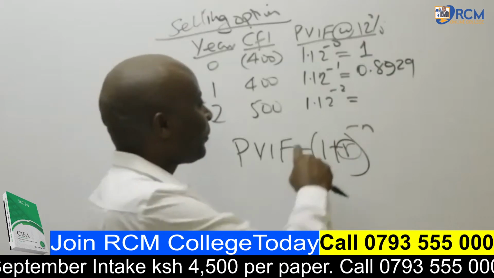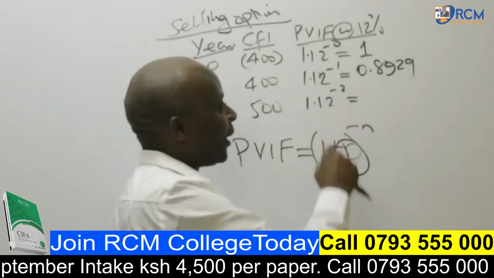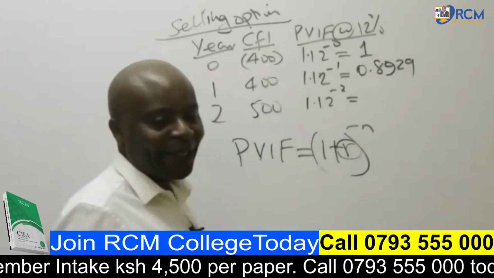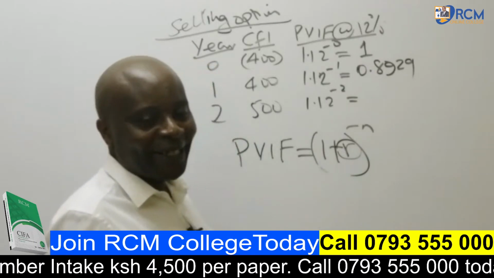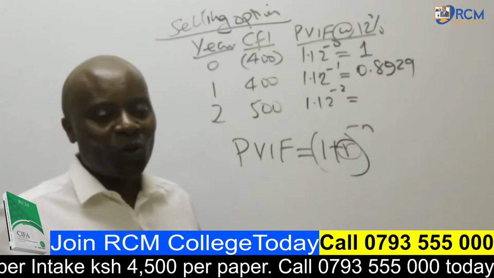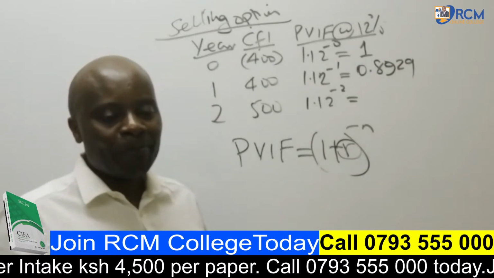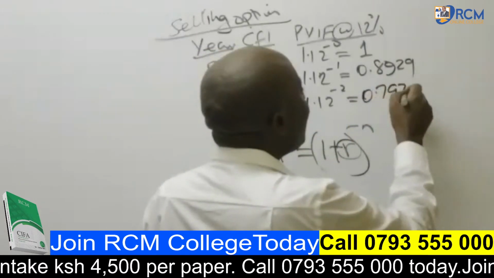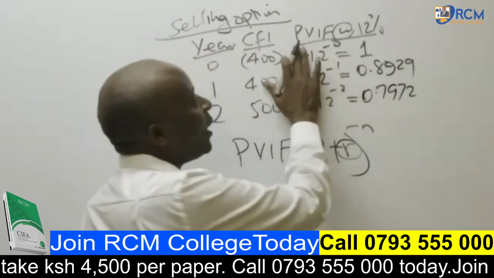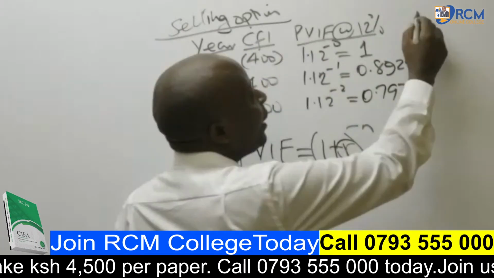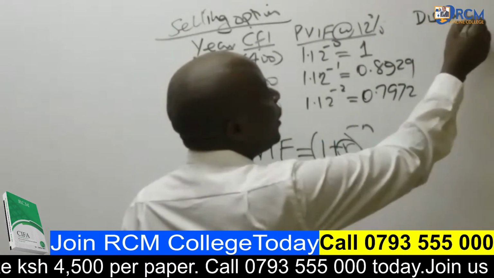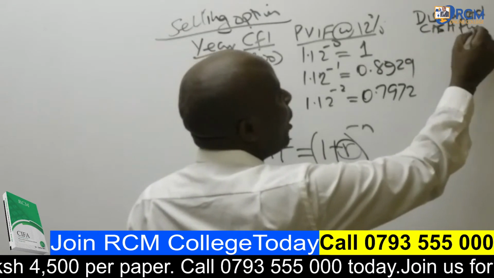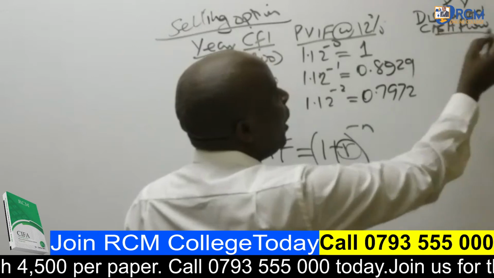So 1.12 raised to minus 2 is what? The last year. 1.12 raised to minus 2 gives us what figure, somebody here? So 0.7972. Now, the moment I have these discounting factors, what I need to do is to create the last column of discounted cash flows, or basically what we call the present values.